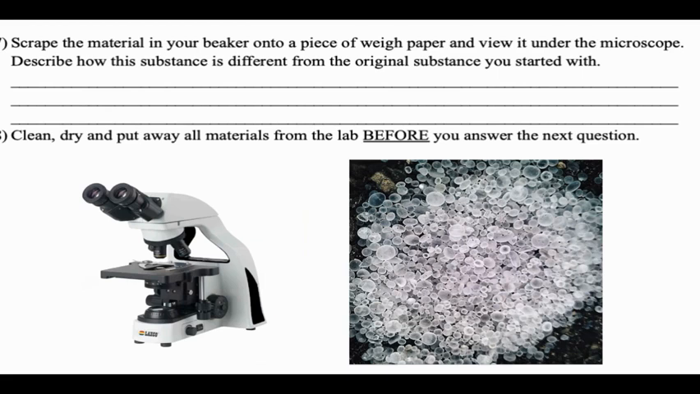Finally, you have an opportunity to look at your final material by scraping out your material in your beaker and placing it onto weigh paper to view under a microscope. So a microscope is on the left. If you were to scrape out the materials in the beaker and place it under the microscope, it would look like the picture on the right. Take a moment to describe how this substance is different from the original substance that you started with. Finally, it's important to always clean up and dry and put away all your materials before you answer your final questions.